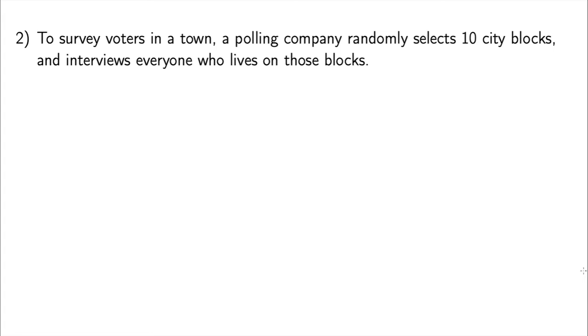Okay, our next one: to survey voters in a town, a polling company randomly selects 10 city blocks and interviews everyone who lives on those blocks. So we've separated into groups here. Okay, we've got our voters, but we're separating by block, so where they live. And then we pick everyone in a few of those blocks. And so not every block is being represented. And so that means that we have a cluster sample, because we are picking a few groups and getting everyone from those groups.